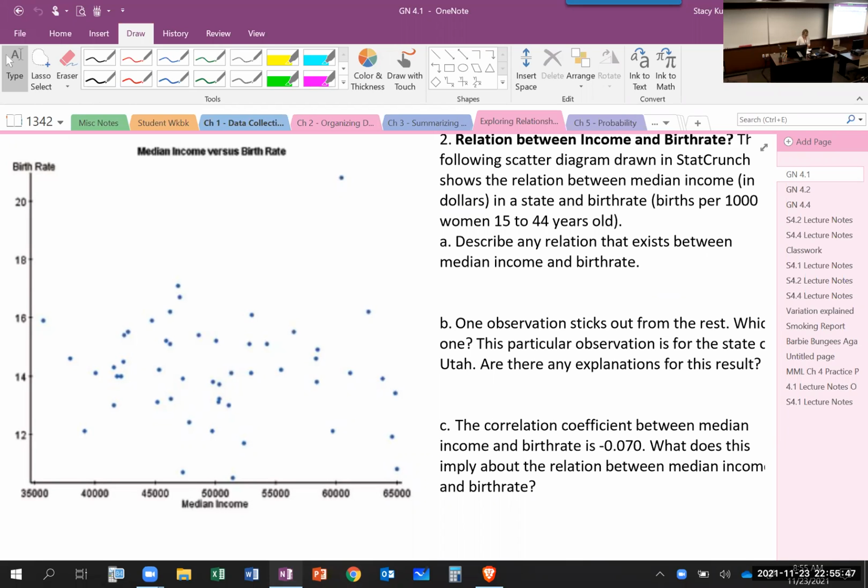Now, looking at the next part of that, it says that the correlation coefficient R for this particular set of data is negative 0.07. So how does that support our conclusion that there's no relationship? If you couldn't look at the scatter plot and only looked at the correlation coefficient, found out that correlation is negative 0.07, what would you conclude and why?